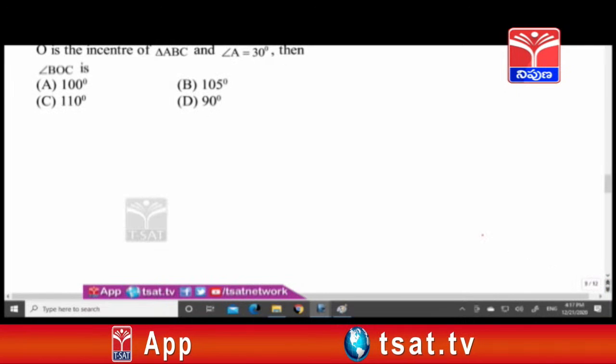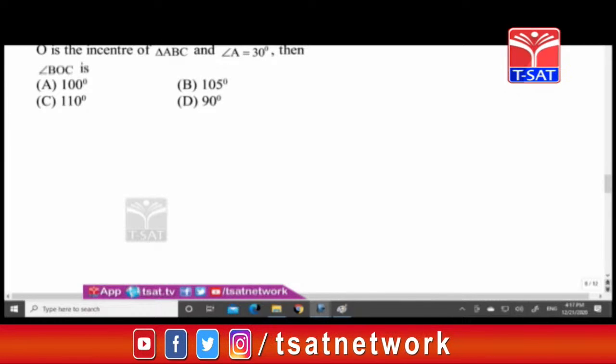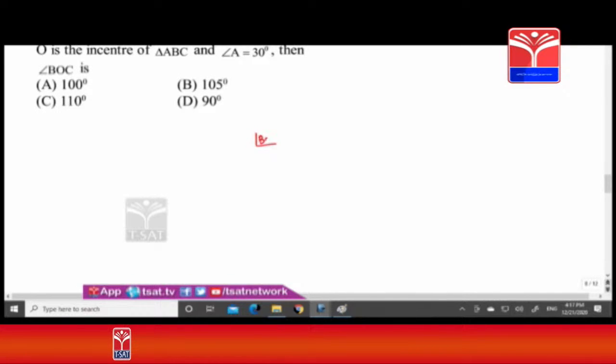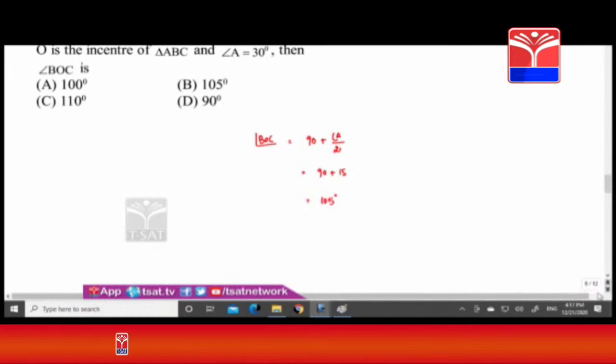O is the incenter of triangle ABC and angle A is equal to 30, then find BOC. Incenter means it is the intersection point of angular bisectors. Therefore, we know the direct formula: BOC is equal to 90 plus A by 2. So 90 plus 30 by 2, which is 15. So it's 105 degrees here.